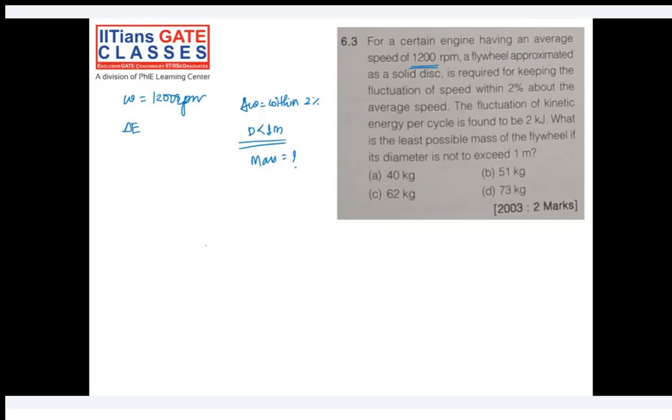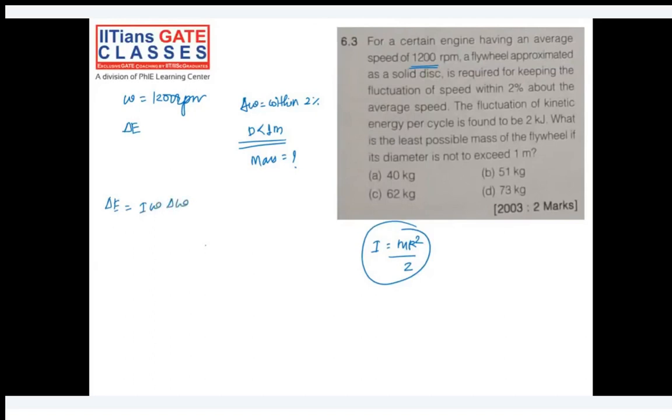So it's a solid disk. Solid disk means m r square by 2 is your moment of inertia. Okay, that is a hint to you. I is equal to m r square by 2. This is what you can use here. All other things are known to you. You should be able to solve this question. Delta E formula you already know: I omega delta omega.